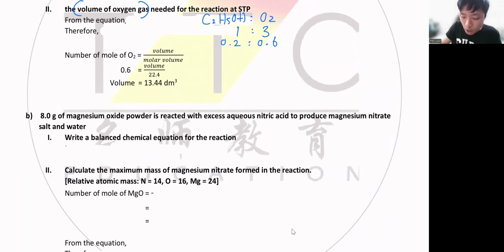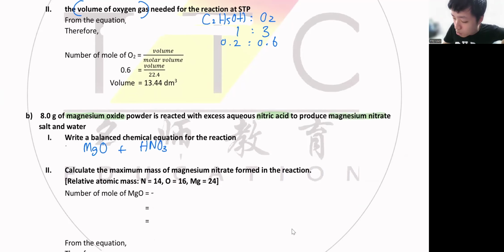Then the 8.0 gram of magnesium oxide powder. Magnesium oxide is MgO, plus nitric acid, HNO3. Now this sort of equation, if you don't know the formula, then it's very hard to write. That's why I recommend you go back and look at the formula. I think this is one of the important things you have to do yourself.